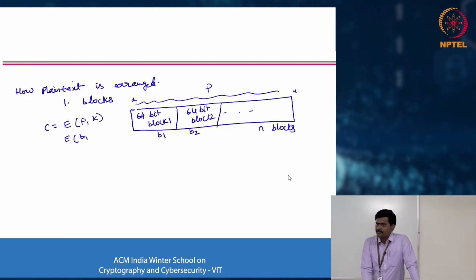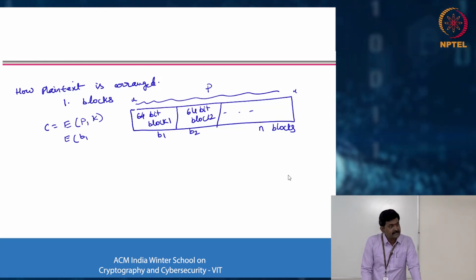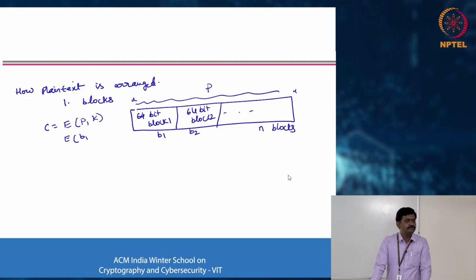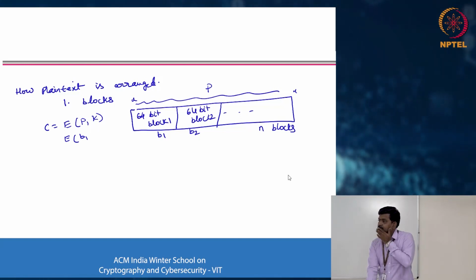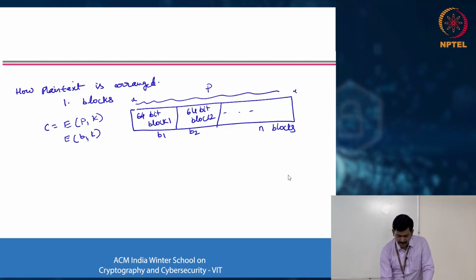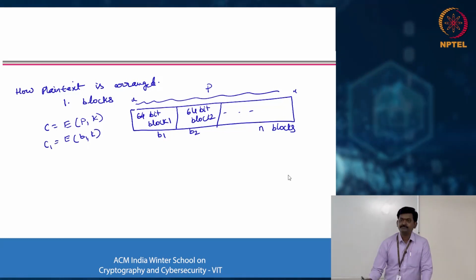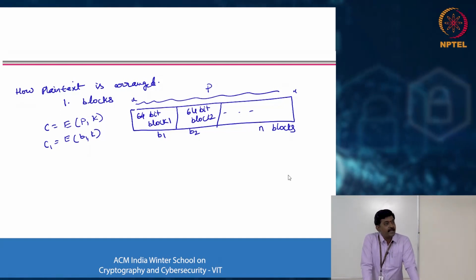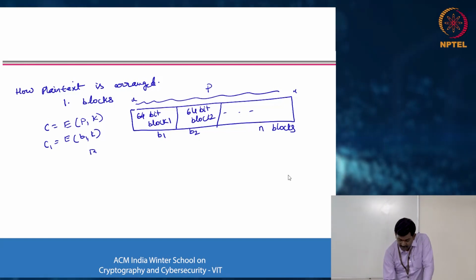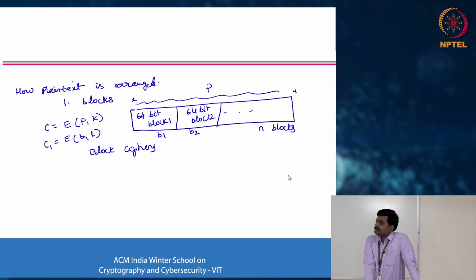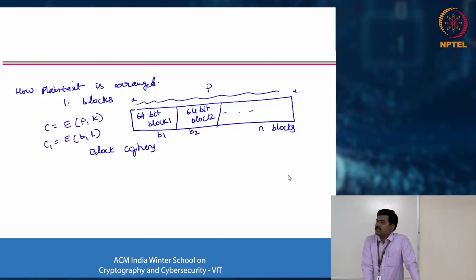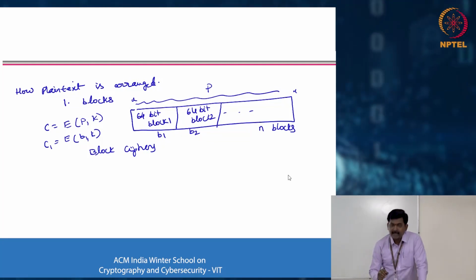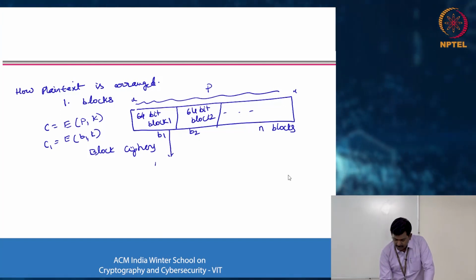Are you able to follow? So the encryption algorithm takes plain text in the form of blocks. Each time it operates on one block, takes the block and applies the key, and produces the ciphertext. Are you able to follow? So such types of encryption algorithms are called block ciphers. The reason is you are taking the plain text, dividing it into blocks, and the encryption algorithm takes the blocks. Take my block, apply the encryption algorithm.